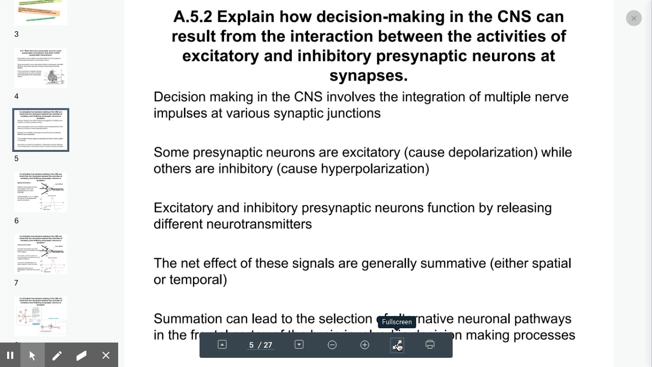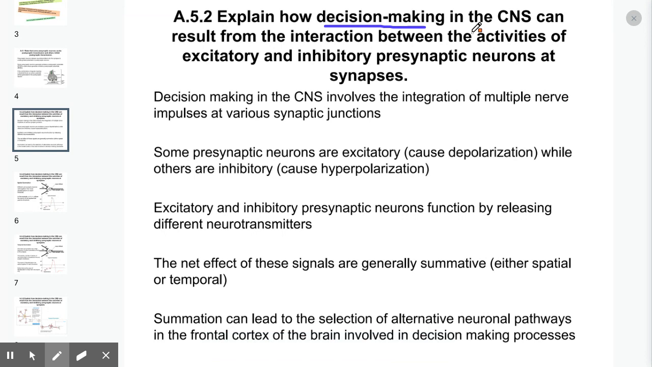In A.5.2, it says that we need to explain how decision making. Now, I want to talk about this term decision making. Decision making isn't you saying, should I do my biology homework or shouldn't I do my biology homework? This is talking about decisions made at the synapse.